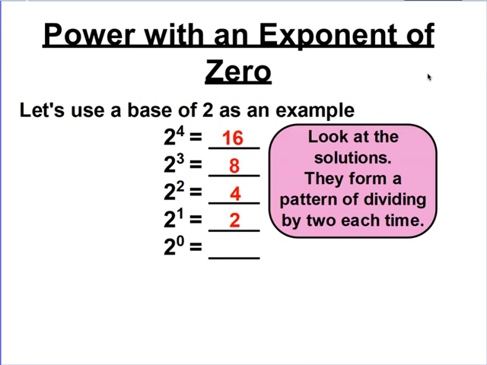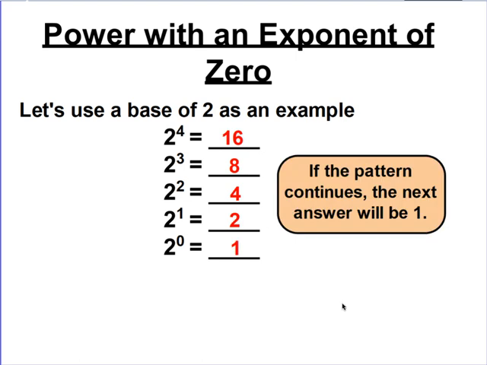So now let's look at the solutions. There's a pattern here with the solutions. And what you'll notice is that 16 divided by 2 is equal to 8. 8 divided by 2 is equal to 4. 4 divided by 2 is equal to 2. So if I continue that pattern and I do 2 divided by 2, 2 divided by 2 is equal to 1. So you continue that pattern down and the answer is 1.